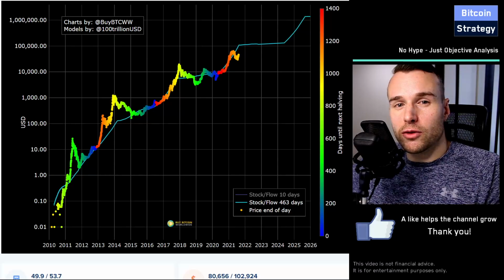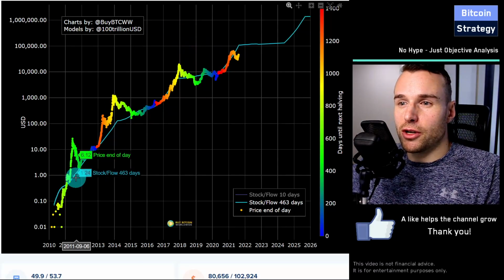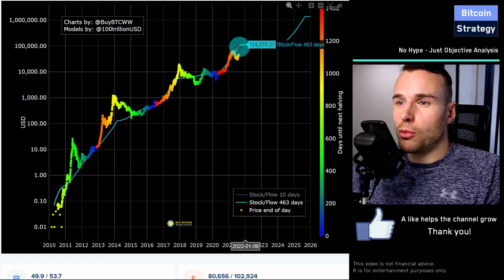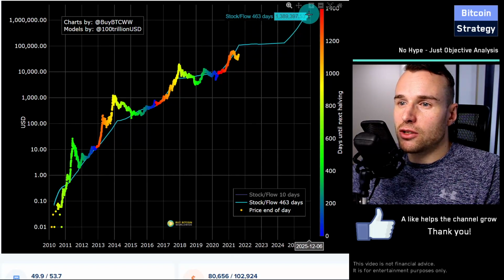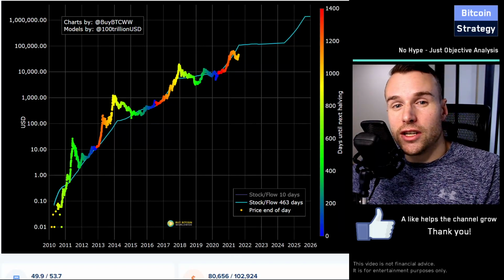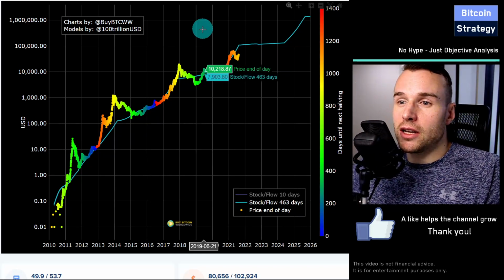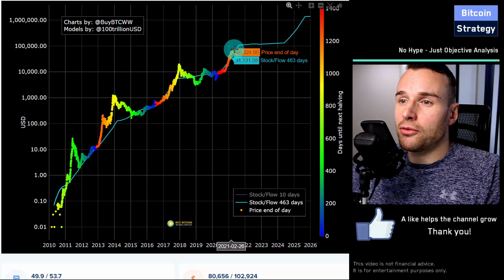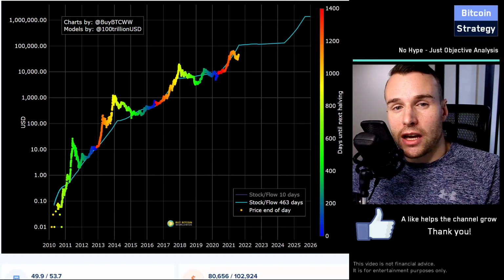If you have been in the crypto space for a while, you probably know this model. This is the stock to flow model, and it tries to predict Bitcoin's price based on its issuance. So how much new supply hits the market, and that's algorithmically preset. We halve the new supply of Bitcoin every 4 years.